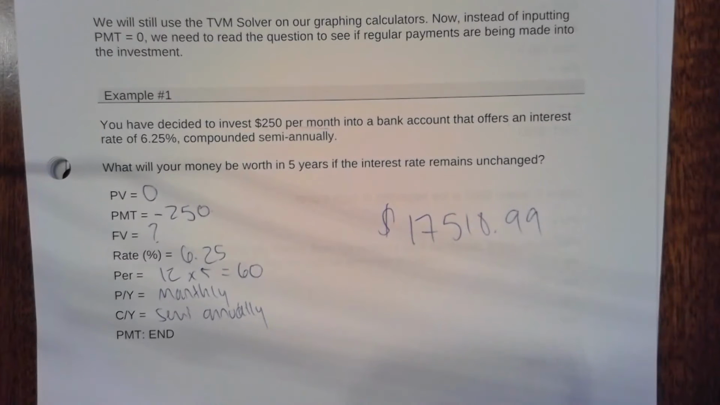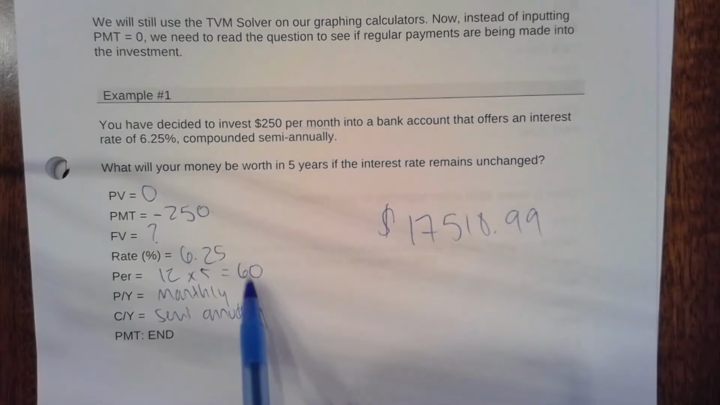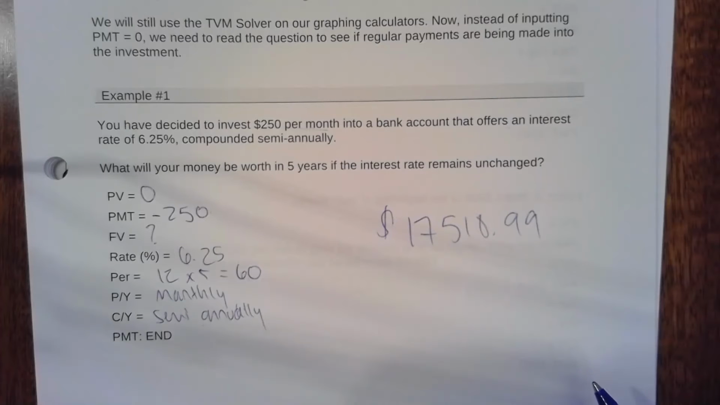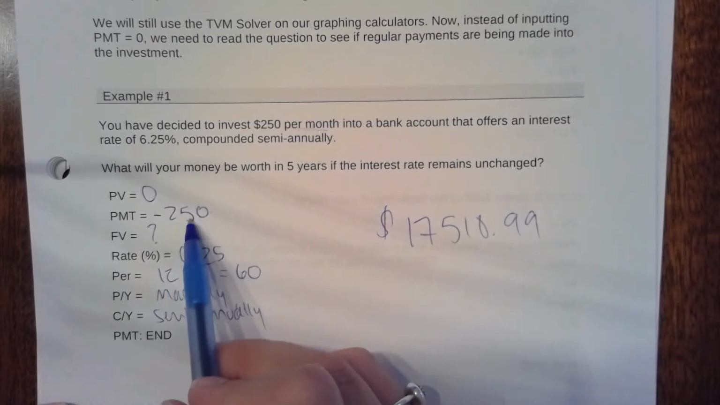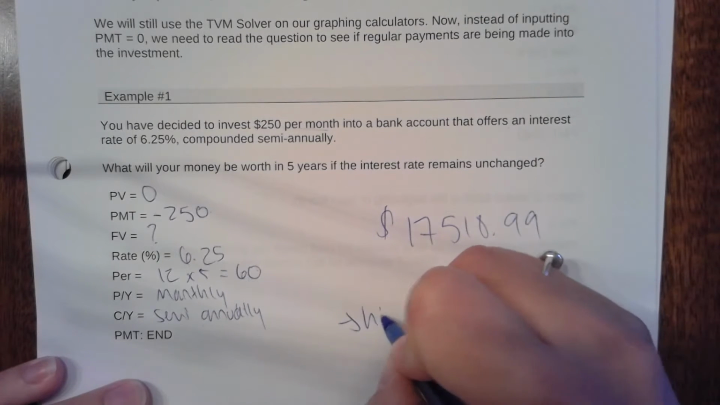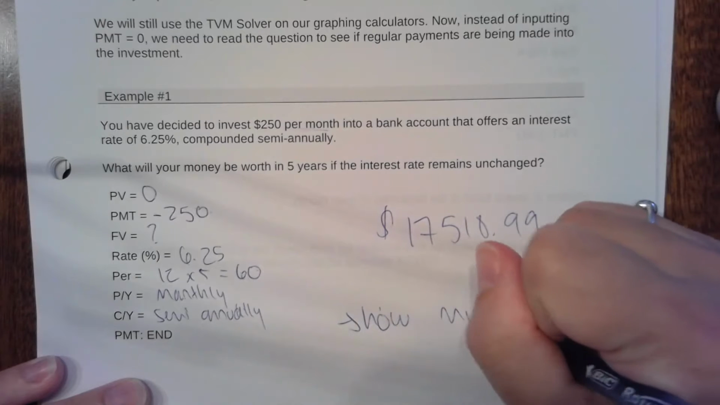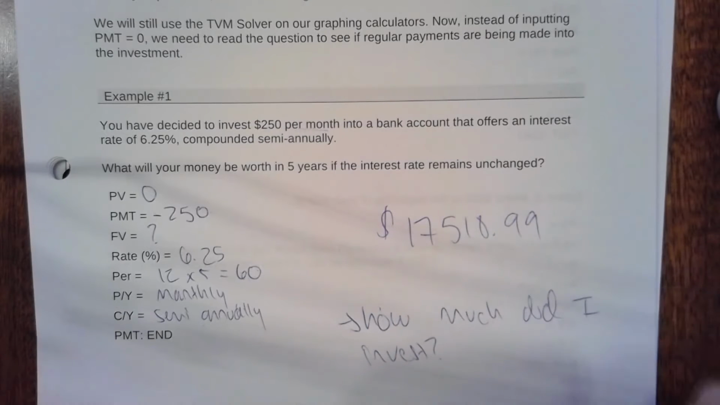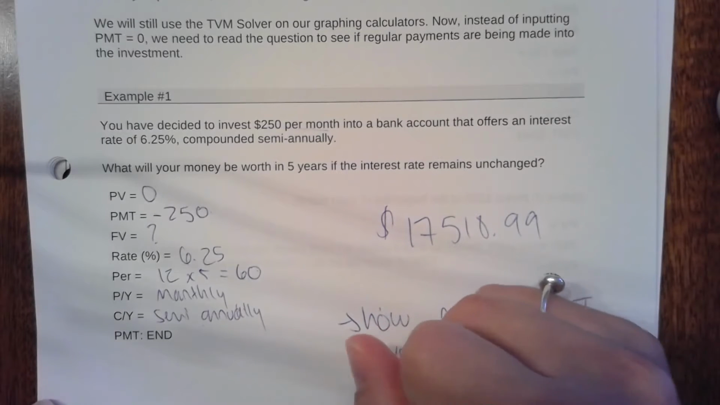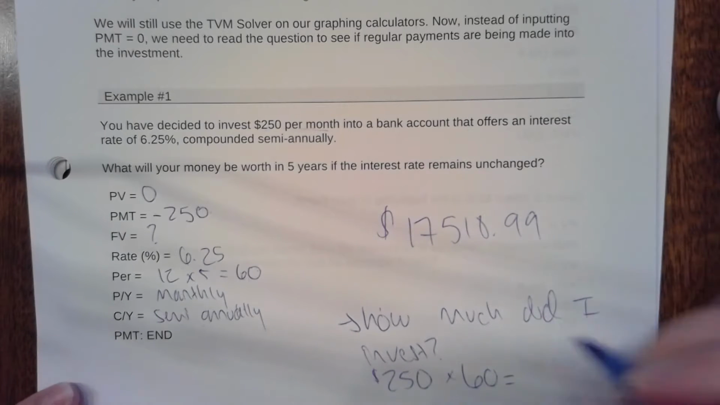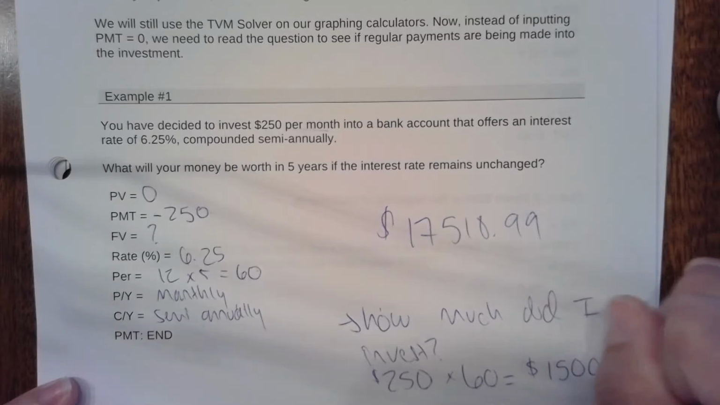So we put in $250 60 times, and we ended up with this amount of money. There we go. Nice. Now let's just think about how much interest we made. If I put in this much money 60 times, how much money did I invest? We'll just add kind of a question on here. How much did I invest? Let's see. $250 times 60 times. Oh boy, it's a big number. $15,000.